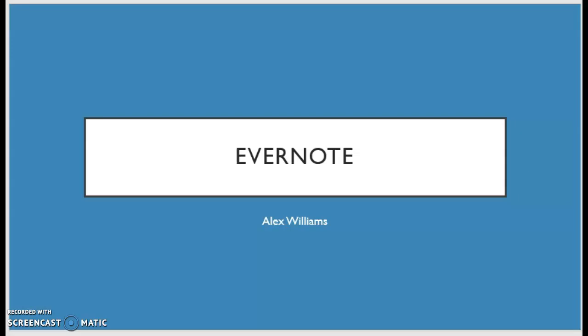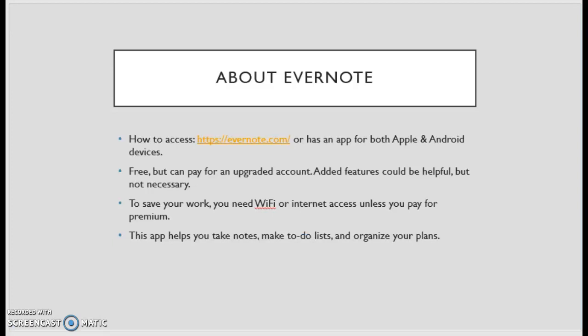So to access Evernote, you can either go to the website evernote.com, or there's an app that is for both Apple and Android. It is free, but you can pay for an upgraded account. The added features, when I looked at them, could be helpful, but they weren't necessary to run the app. To save your work, you need Wi-Fi or internet access, unless you pay for premium, which is one of the few perks of having it.